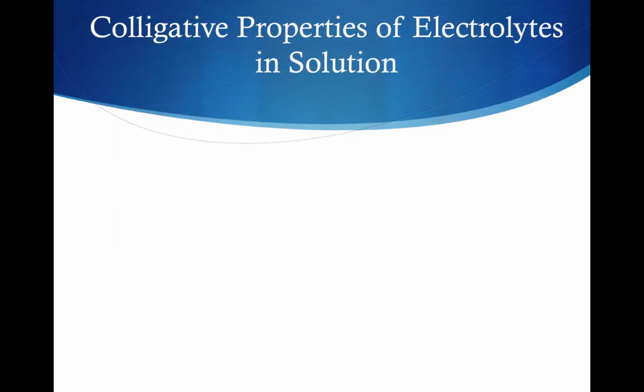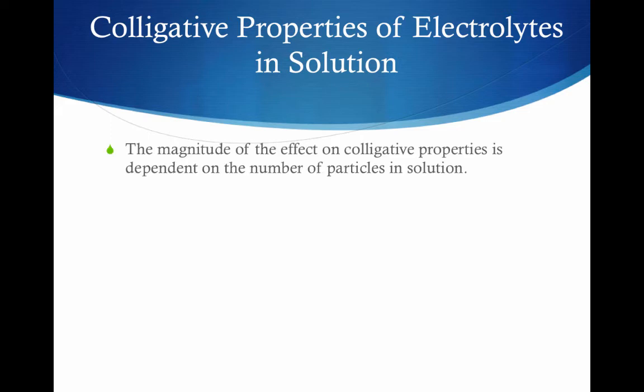So before we can perform calculations, we need to define what the Van't Hoff factor is. That's the small i in the equation. As we said, the magnitude of the effect on colligative properties is dependent on the number of particles in solution. So when we dissolve something like glucose in solution, for every one particle of glucose you put in water, you get one aqueous particle of glucose. So if you put 1 mole of solid glucose in water, you will get 1 mole of dissolved glucose particles.